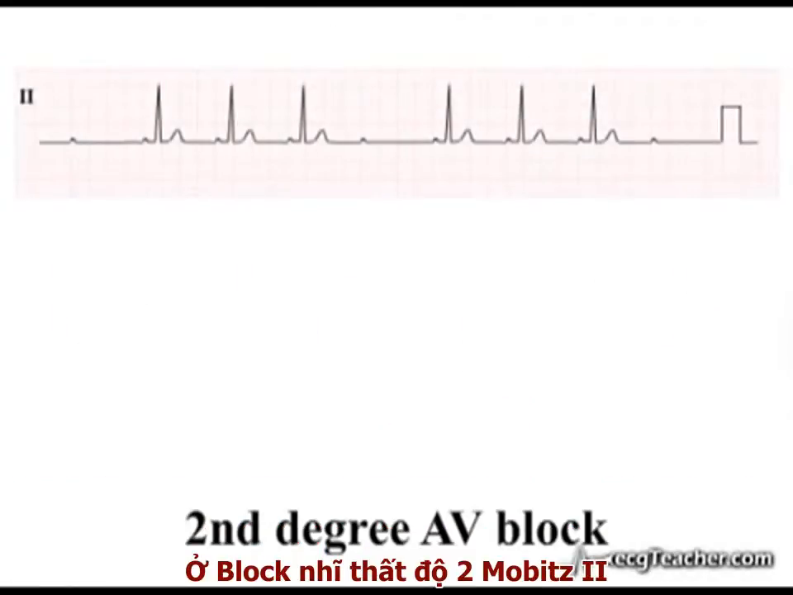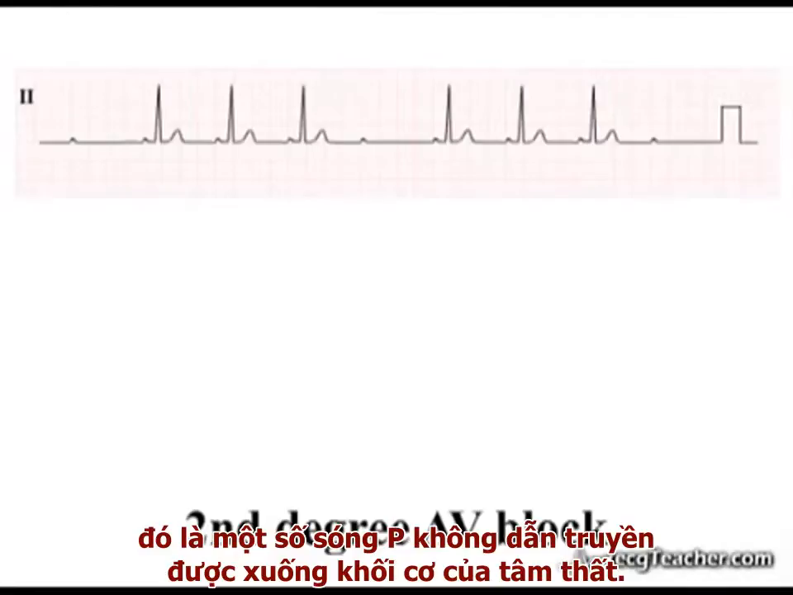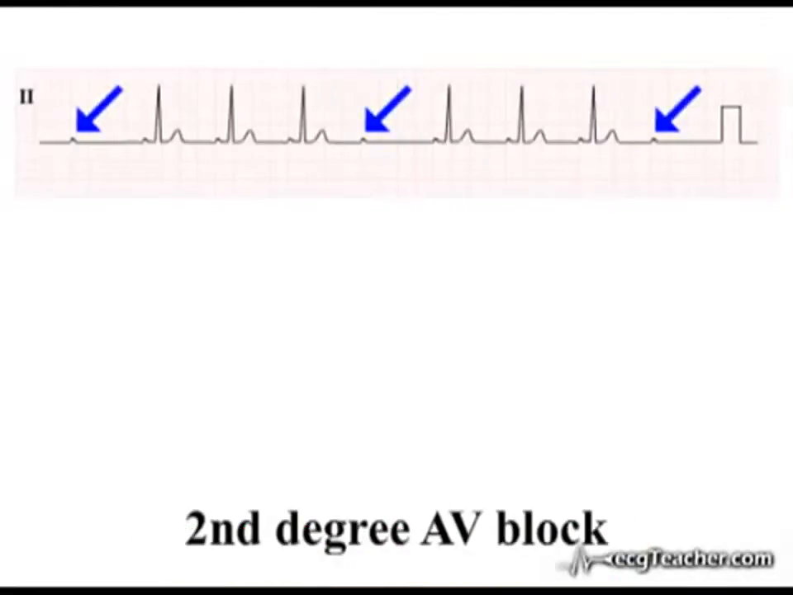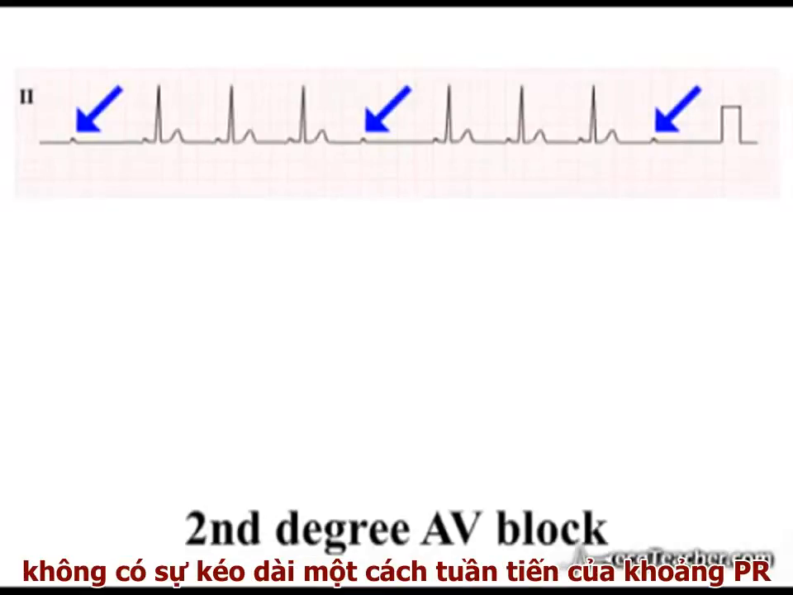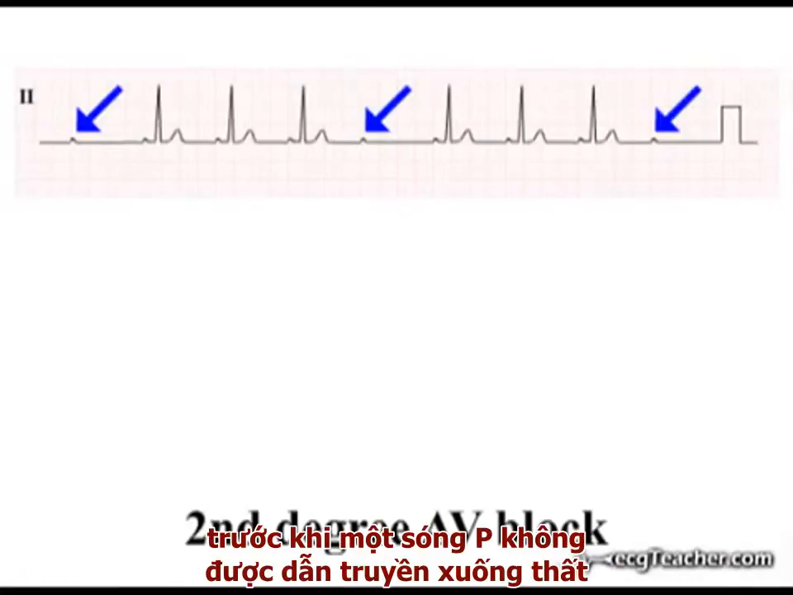In Mobitz type 2 second degree AV block, again by definition there is an intermittent failure of conduction of P waves to the ventricular myocardium. However, unlike the Wenckebach phenomenon, there is no progressive prolongation of the PR interval before the non-conducted P wave.